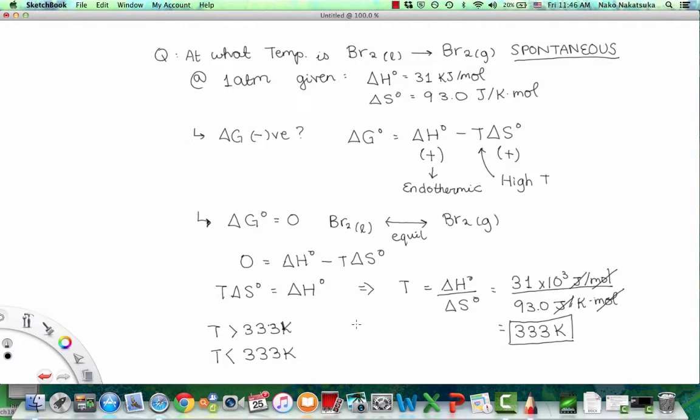So in this case, for the answer to this problem that says at what temperature is this going to be spontaneous, the answer is at any temperature above 333 Kelvin. Because at 333 Kelvin, both of these will coexist. It's at equilibrium, but as soon as you shift the temperature to slightly higher, you're going to end up with a spontaneous process.